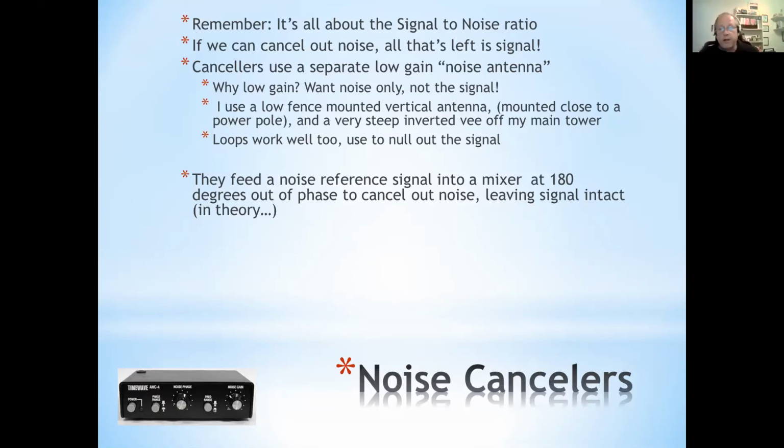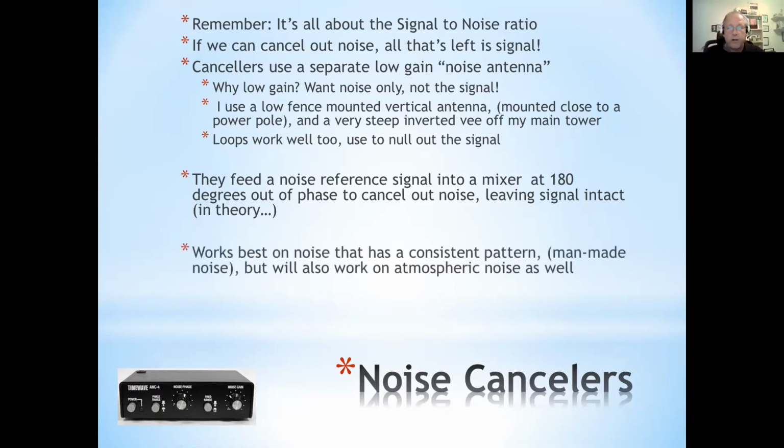So what they do is they feed the noise reference signal into a mixer at 180 degrees out of phase from the main signal, and they do that to cancel out the noise, leaving only the signal. So they feed the signal plus the noise in one port and just the noise in the other port, and hopefully the noise will be 180 degrees out of phase, and it'll cancel each other out.